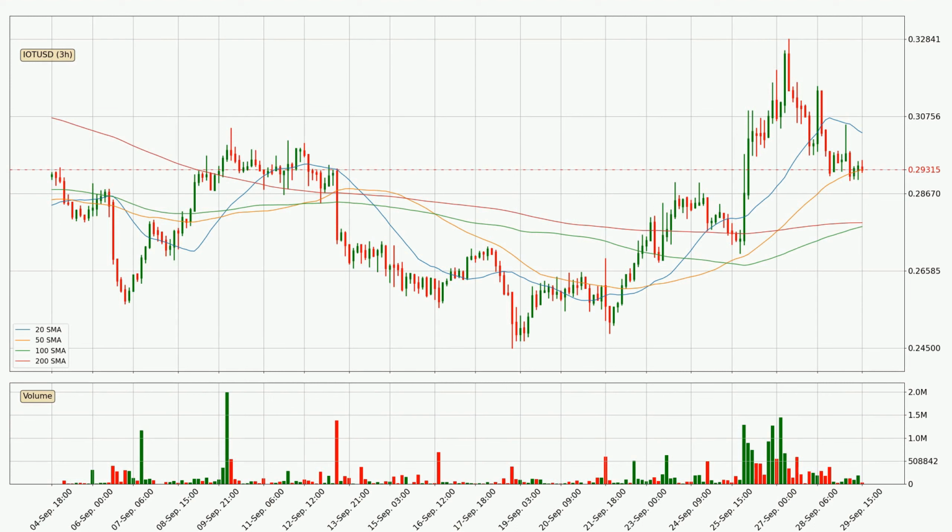Looking at the 3-hourly simple moving averages, the current price is between the 200 and the 20 SMA. If the price bounces off the 200 SMA, which is currently at 27.9 cents, it could be seen as a support, and the 20 SMA that is at 30.3 cents could be seen as a resistance to the upside. Breaking either way signals a possible further move to the corresponding direction.